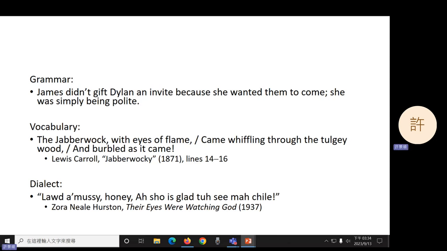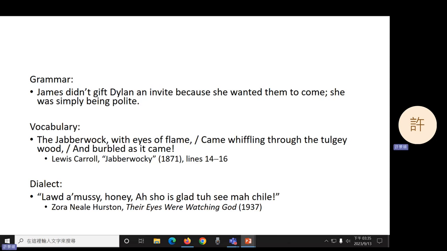Anyone else want to try? What does this mean in Chinese? Okay, I'll tell you first, and then I'll explain why it looks like this. In Chinese, this goes, James, 把邀请函递给Dylan，不是因为希望Dylan来，他只是有礼貌的给而已。 So why is this?